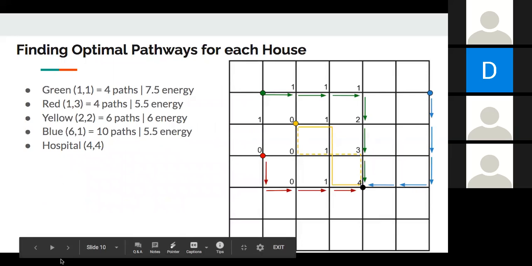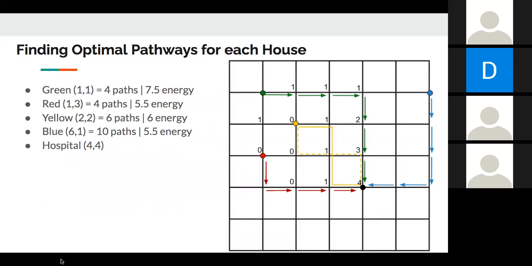So in this example, we have 4 houses, and the houses are located at (1, 1), (1, 3), (2, 2), and (6, 1). And we have the hospital at (4, 4). Now, to find the optimal pathways from one house to the hospital, we have to first find the Pascal's triangle for each of the houses.